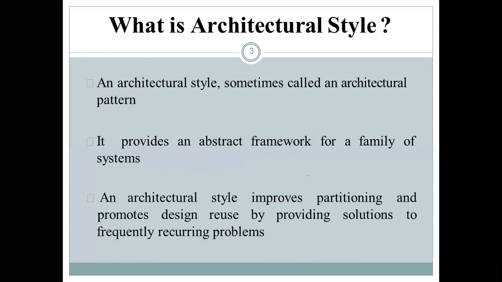Next one is what is an architectural style. There are different ways to design that architecture. Different styles are there. Sometimes an architectural style is also called an architectural pattern. There are several patterns. It provides an abstract framework for a family of systems. Whenever we are going to design a system, it provides some abstract frameworks.